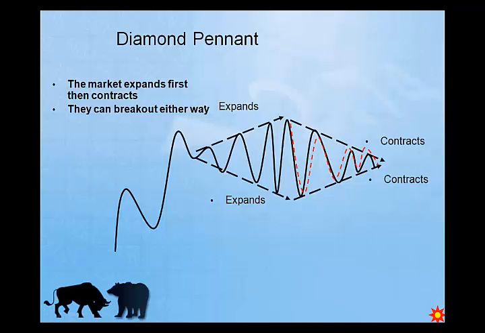A diamond pennant, the market expands first and then contracts, and this can break either north or south. Neither one has a higher probability, and these are very rare. That's the reason they call it the diamond. And on top of having a diamond shape, they're also rare, just like diamonds, in the market. And you see how it expands and then contracts. It's very rare to see this happen in the market, but it could happen.